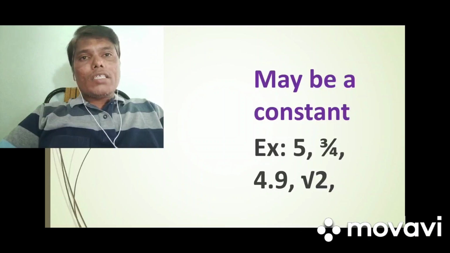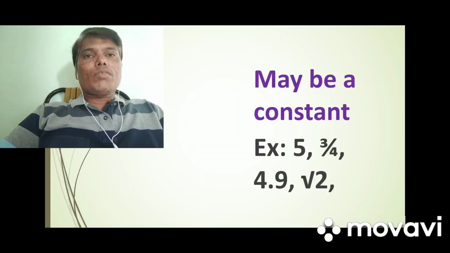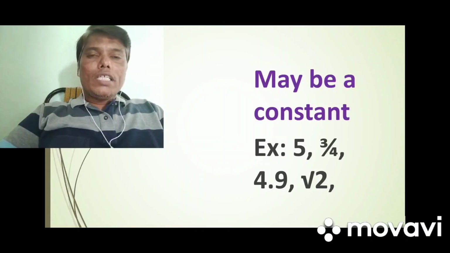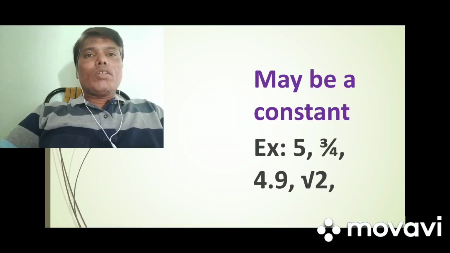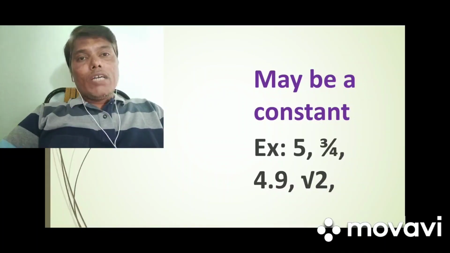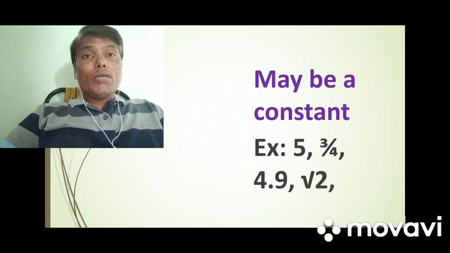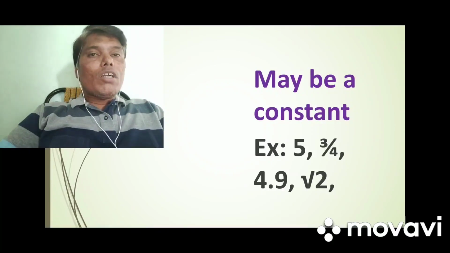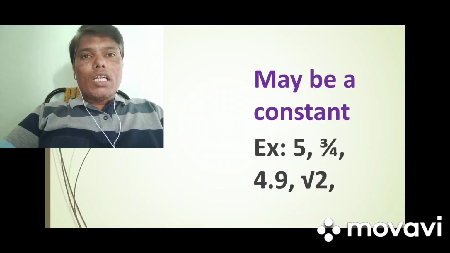A term may be a constant. Each and every constant is a term. 5 is a term, 3/8 is a term, root 2 is a term, 2.5 is a term. Each and every real number is a term. Of course, these terms come under numerical terms because these are numbers. Each and every constant is a numerical term.